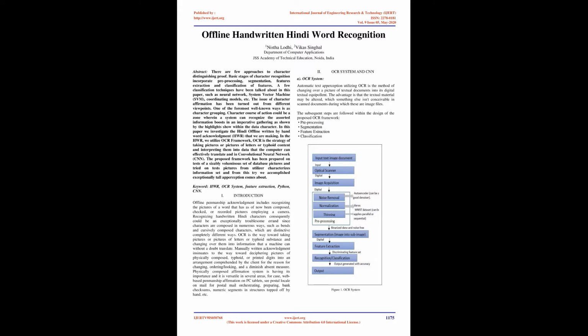Introduction. Offline handwriting recognition involves recognizing the images of a word that has already been written, scanned, or recorded using a camera. Recognizing handwritten Hindi characters automatically is a very difficult task since characters are written in many ways, such as curves and cursively written characters, which are different ways. OCR is the process of taking images of letters or typed content and converting them into data that a machine can easily interpret.